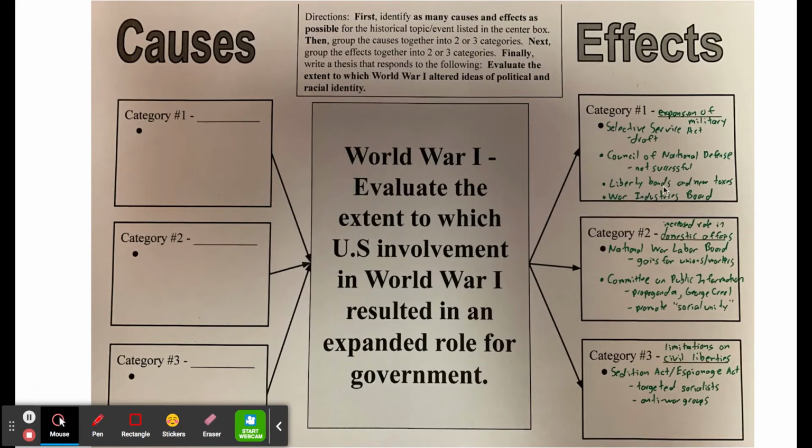You also have things like Liberty bonds and new taxes that were increased, in order to pay for the war, right? So this is more government involvement. Basically, the government is using more of taxpayers' money to produce more things for the war.